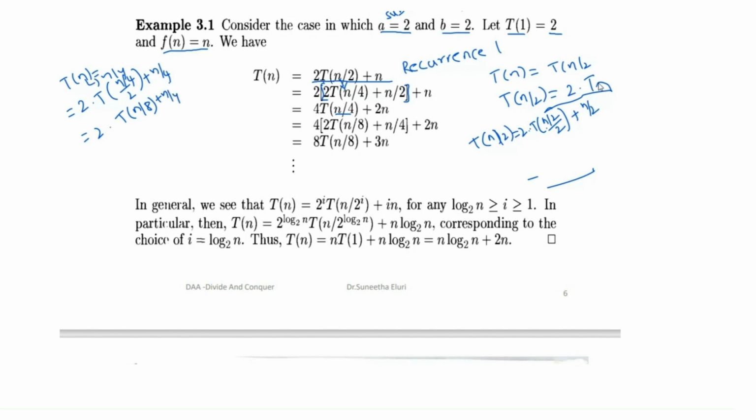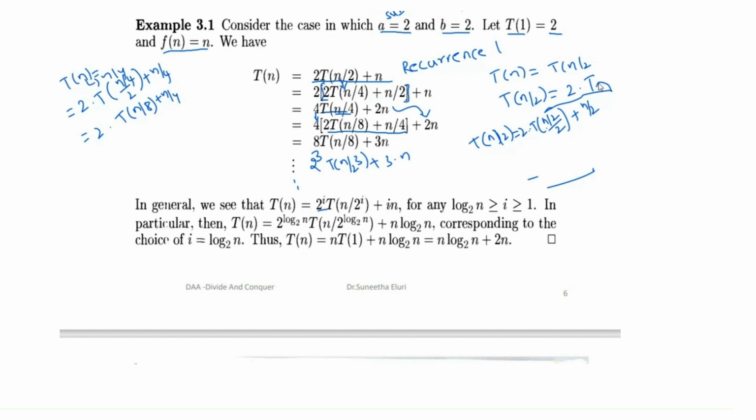Observe here, for this entire term I am writing 2 into T of n by 8 plus n by 4, and the remaining terms will come as they are. So it becomes, simplified, 8 into T of n by 8 plus 3n. If you observe here, this equation I can write as 2 cube into T of n by 2 cube plus 3 into n. So I can generalize this. Generalizing, T of n is equal to 2 power i T of n by 2 power i plus i into n.